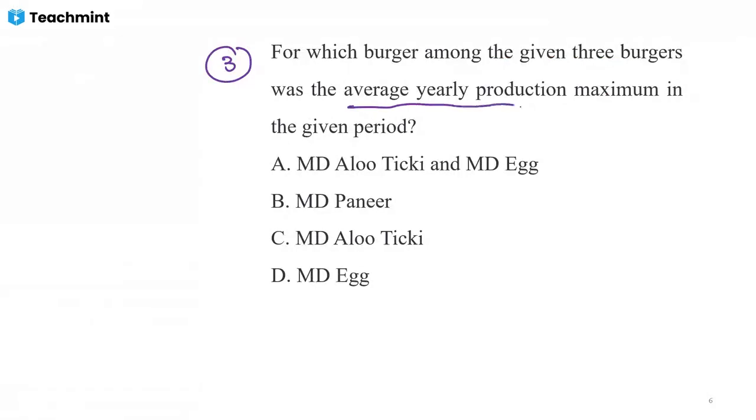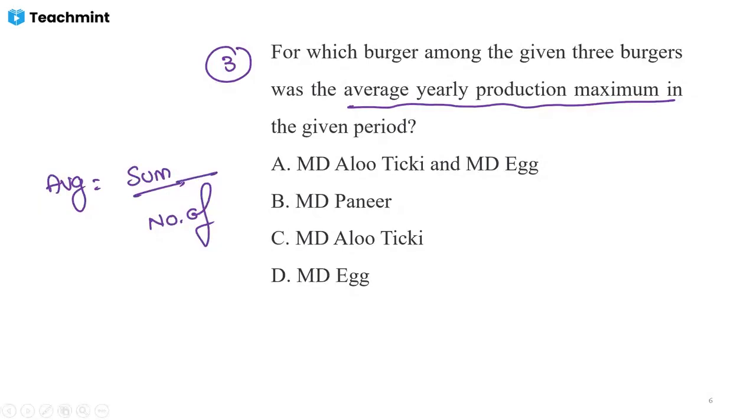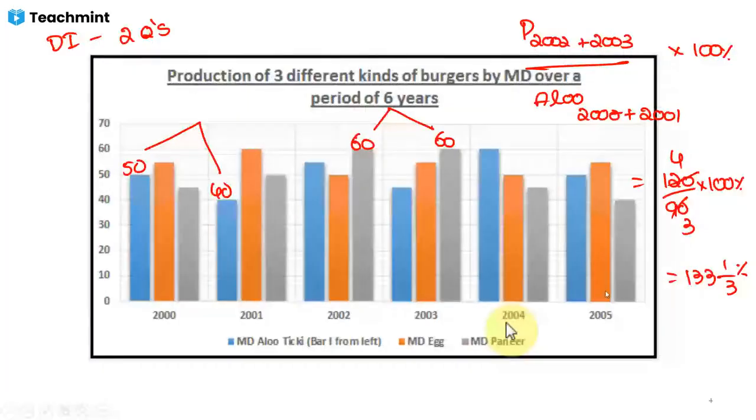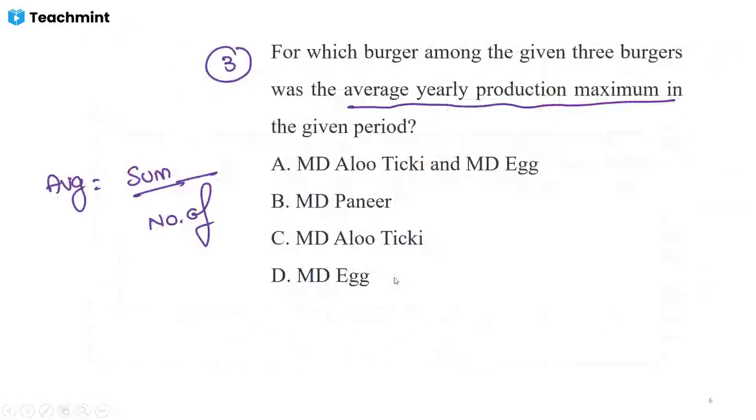Let us see the other question related to the same diagram. Here they are asking which has the maximum average yearly production. Average means sum of terms by number of terms, right? So which sum is maximum, because the number of terms is the same for everything. We have 6 years, so divided by 6 is common. But the sum is maximum for which one? That's the question indirectly.